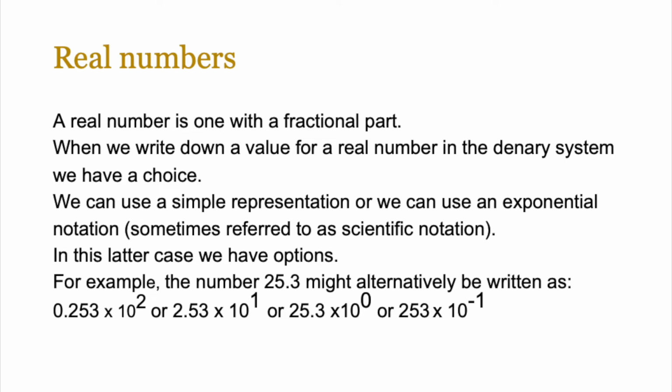But depending on how we write them, you can see what's happening to the mantissa part, which is the front: 0.253, 2.53, 25.3, 253, and what's happening to the exponent: 2, 1, 0, and minus 1. Depending on how it's decreasing, the decimal point moves.